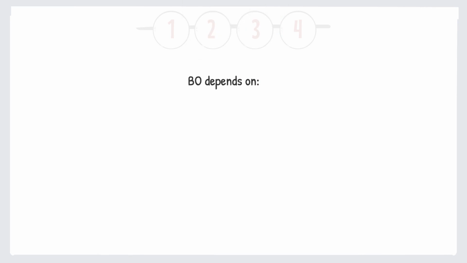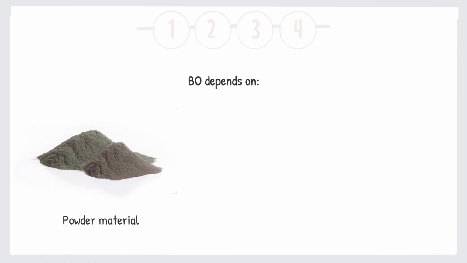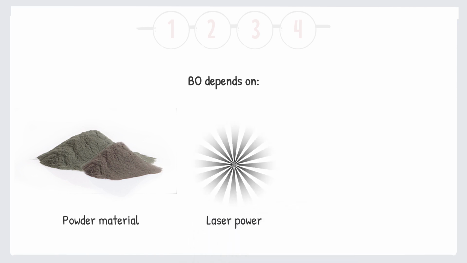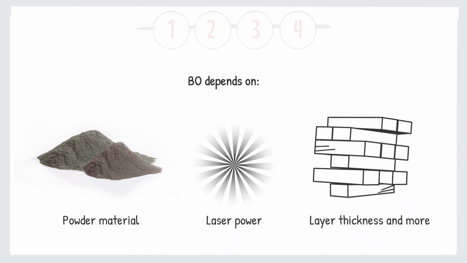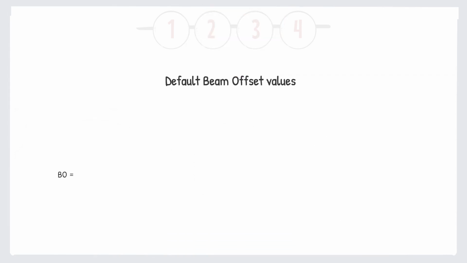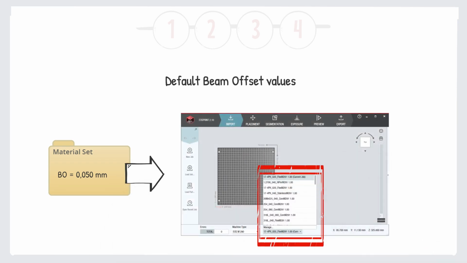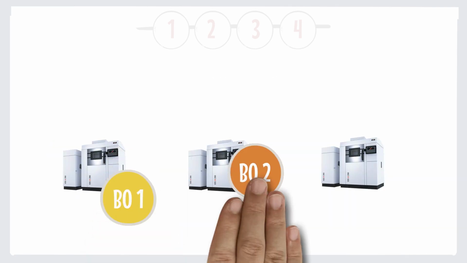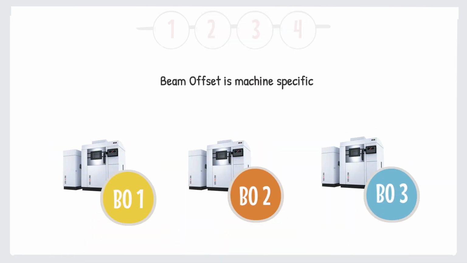The beam offset depends on factors like powder material, laser power, layer thickness, etc. According default values for each machine and powder material are stored in so-called material sets in the eSprint software. But the beam offset is also machine-specific and must be determined for each machine individually.